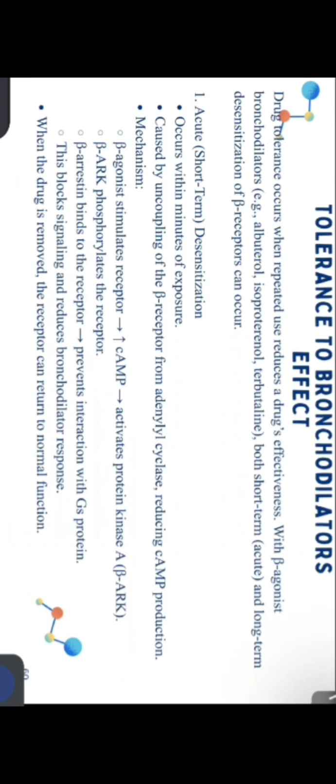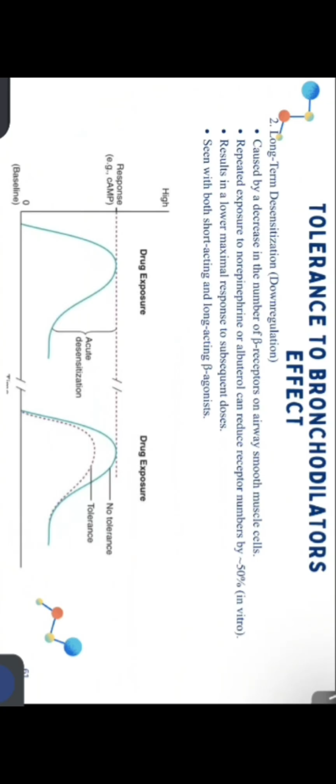Kumbaga, pag nilagay mo yung drug, magkakaroon ng changes. Pero pag tinanggal mo naman or wala na yung drug, babalik na sa dati yung receptor, sa normal function yung receptor. Then, meron tayong long-term desensitization, which is ang tinatawag nilang down-regulation. Ito yung caused by a decrease in the number of beta receptors on airway smooth muscle cells.